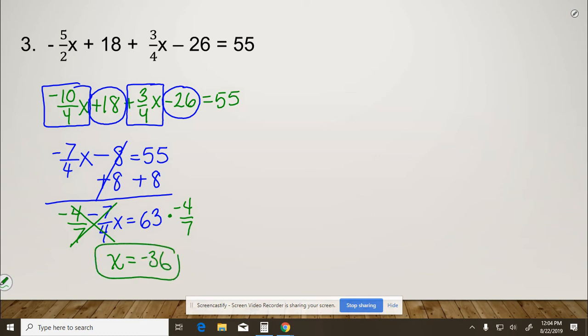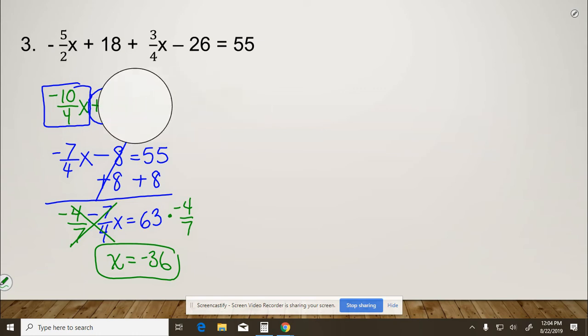Final answer. All right, so a lot more work than just a basic equation, but you can do it if you take your time and are neat. It is very important that when you're solving these longer equations that you're super neat so you can see step by step what you need to do. All right, let's see what we got next.